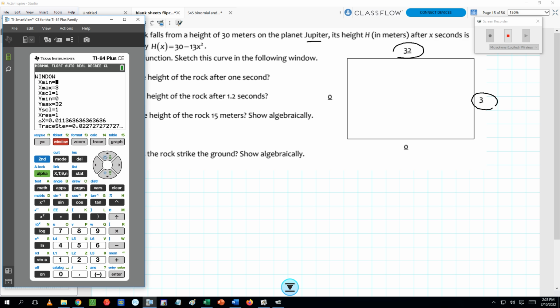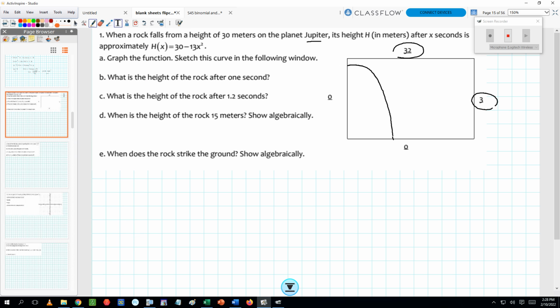Go to your window, make your X min 0, your X max 3, your Y min 0, your Y max 32, and there you have somebody tossing something out of a window on Jupiter. Not too bad.